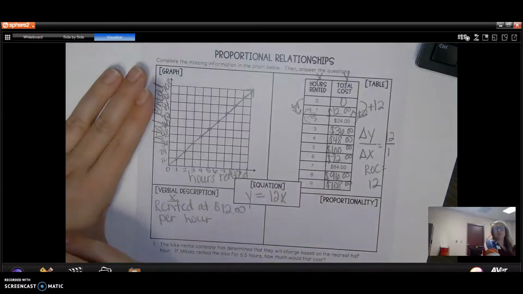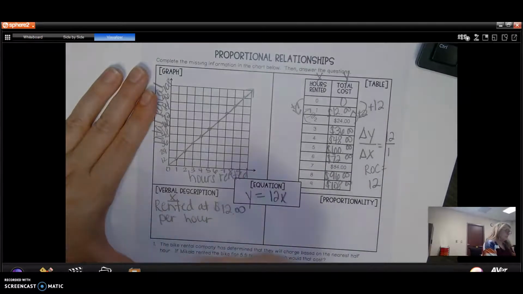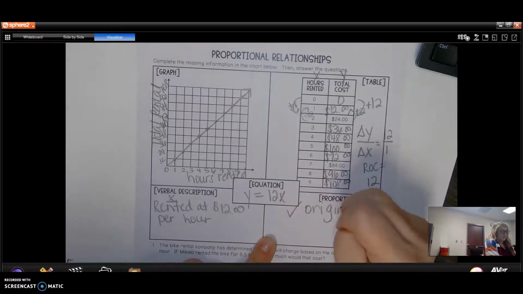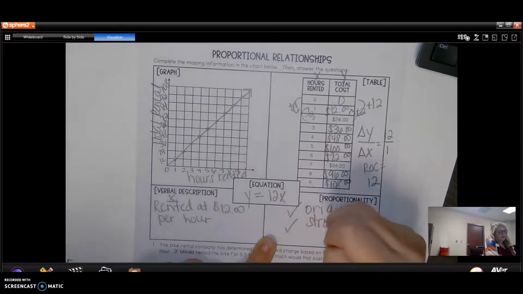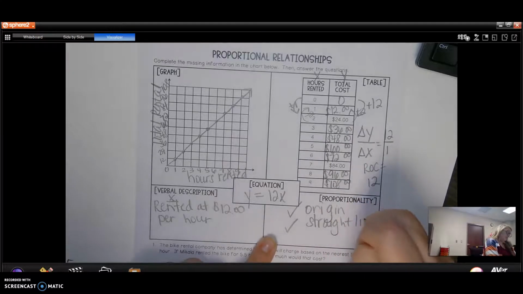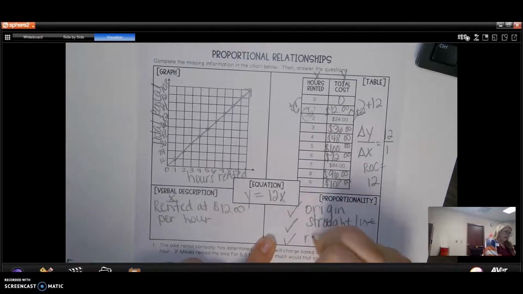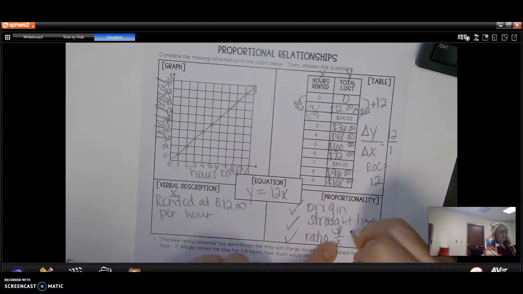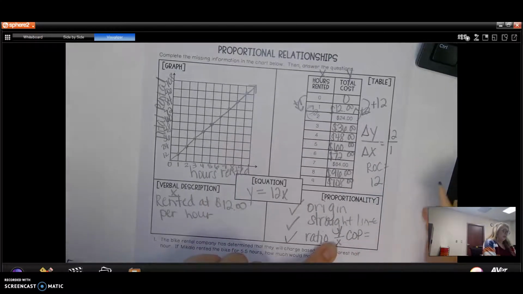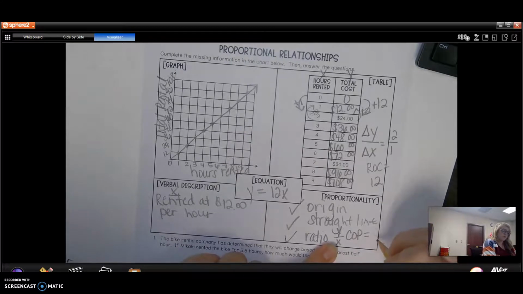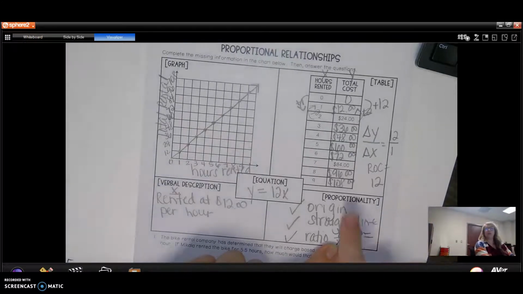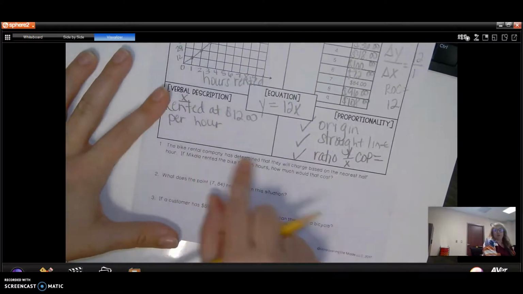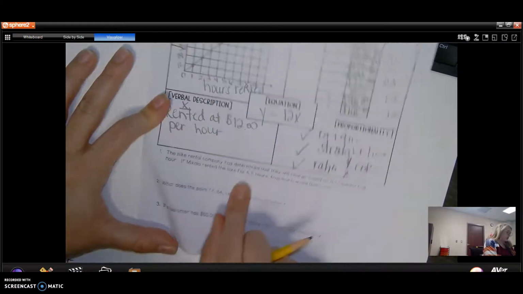That's our verbal description. Okay, let's look and see if it's proportional. It passes through the origin. It's a straight line. And our ratio of y over x, or our constant of proportionality, is the same throughout. Okay, it is equal. So it is proportional. Okay, now we're going to use this up here to answer these questions.